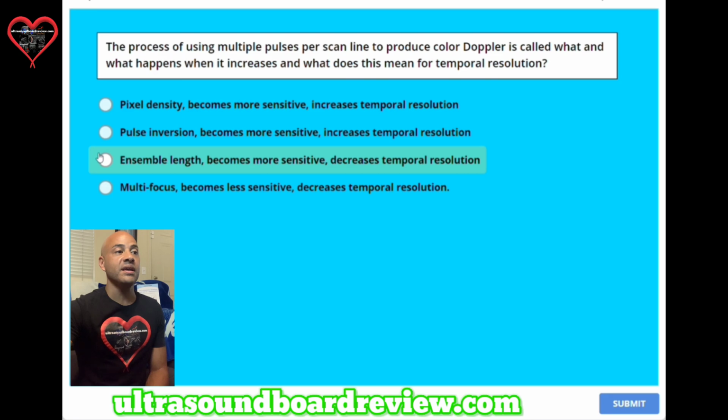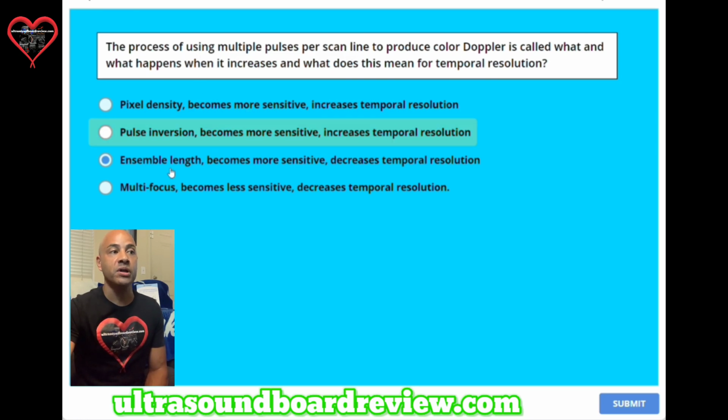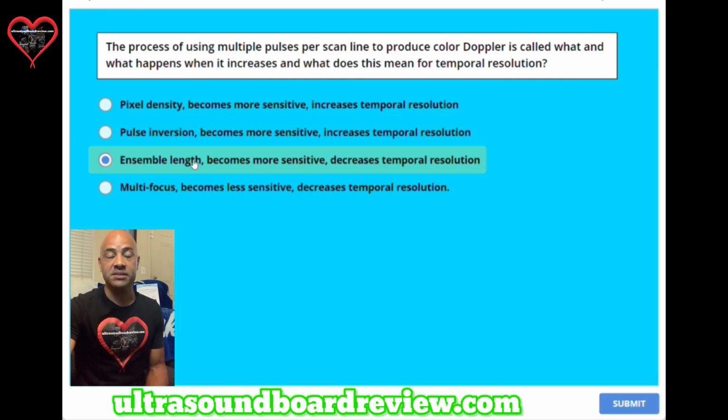The answer is C, ensemble length, which becomes more sensitive but decreases temporal resolution. So the process of using multiple pulses per scan line to produce color Doppler is called ensemble length or packet size, which makes it more sensitive and more accurate so you can pick up higher velocities at the expense of temporal resolution, because the more pulses you use per scan line, the more your temporal resolution decreases.